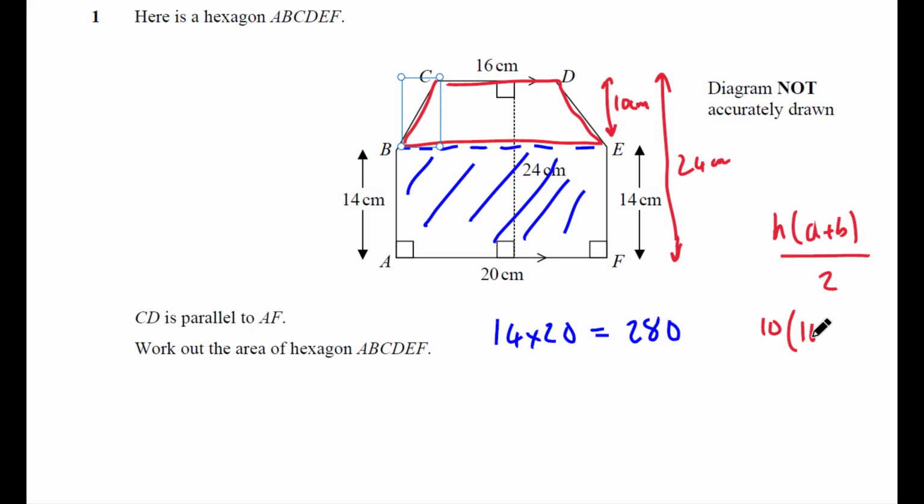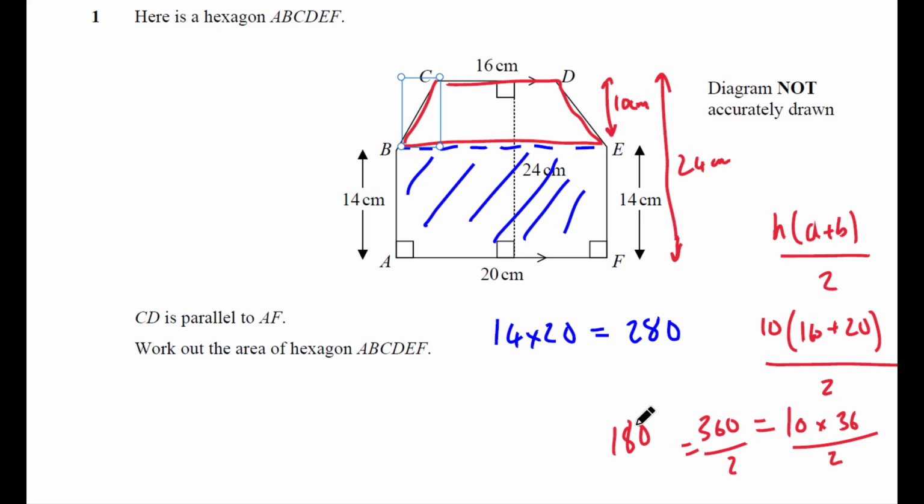So the height is 10 times 16 plus 20 all divided by 2, which is going to equal 10 times what's in the bracket, which is 36, divided by 2, which equals 360 divided by 2. And I'm just going this way for room, equals 180. So you need to add those two values together, 280 plus 180, so that's 460 centimeters squared.